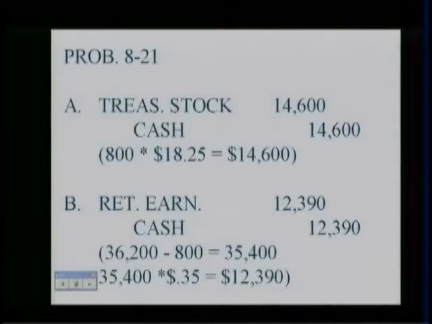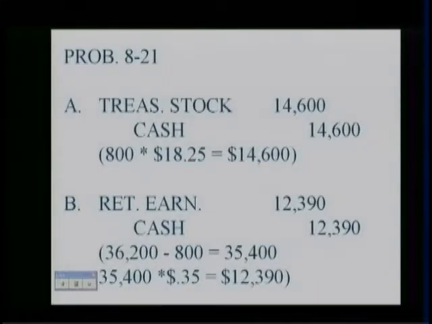We're going to purchase treasury stock, so that's a decrease in owner's equity, so that would be a debit to treasury stock. We're going to purchase it, so we're going to pay cash, so we would reduce cash with a credit. 800 shares of stock times $18.25 per share would be $14,600.